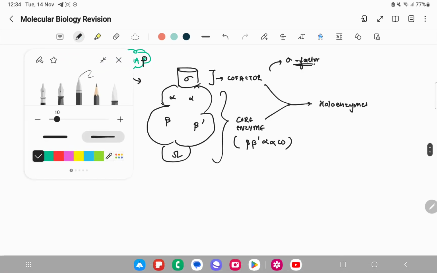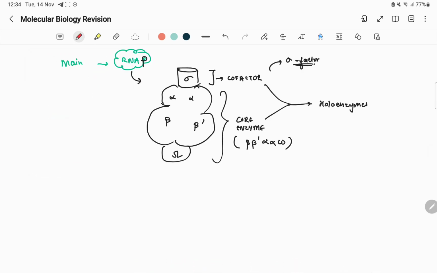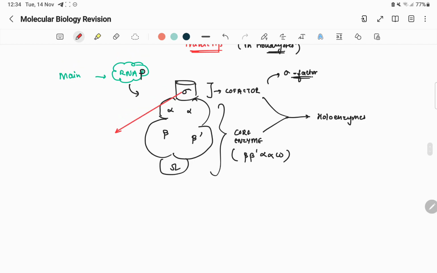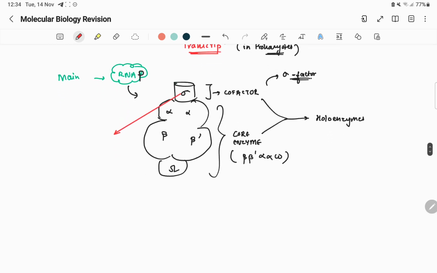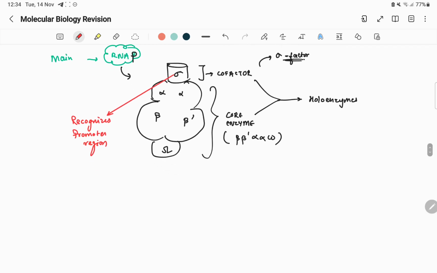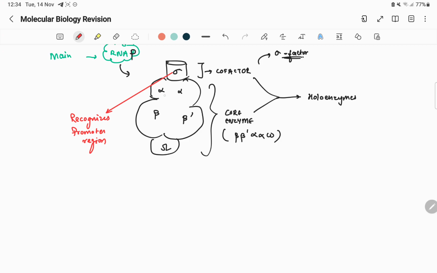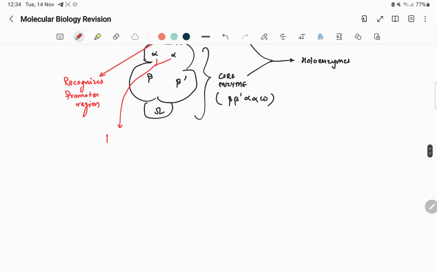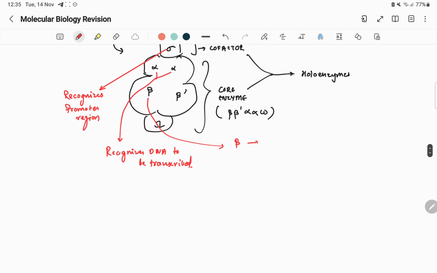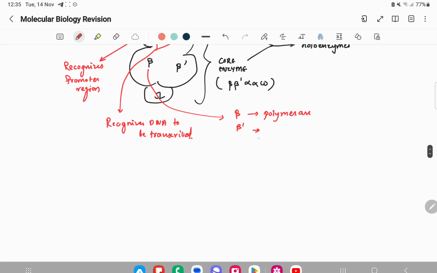What are the functions? First of all, the sigma factor scans the DNA to recognize the promoter region, since transcription starts from a promoter region. The alpha subunit recognizes the DNA to be transcribed into RNA. Understood? And the beta subunit has polymerase activity. This beta dash has a helicase activity.